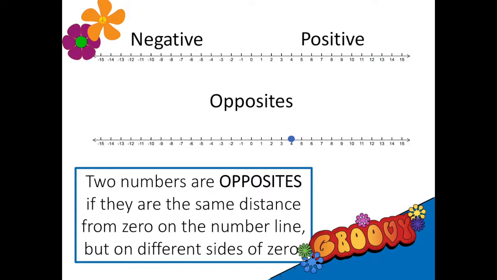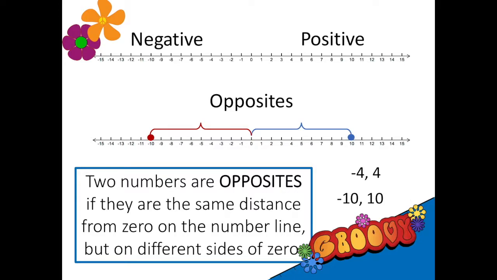I can see that it's 4 spaces from 0. If I want to find the opposite of 4, I need to look 4 spaces on the other side of 0: -4. We can write these two numbers as a pair. We say -4 and 4 are opposites. Let's try it with the number 10. We see that 10 is, well, 10 spaces from 0. So the opposite is also 10 spaces from 0, but on the other side: -10. And again, we can write it as a pair.